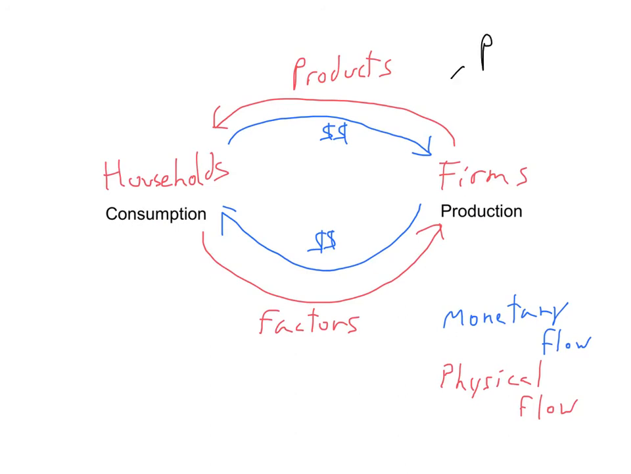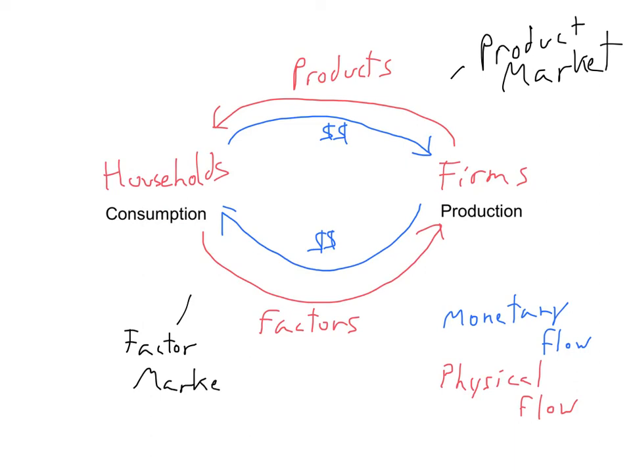There is, obviously, the product market. So this is just the market for goods and services, the stuff you might buy at the store. And then on the bottom, we have what's called the factor market. And this is where firms are purchasing factors of production, things like machines, tools, but also labor. So again, this is land, resources, labor, and capital, physical and human.